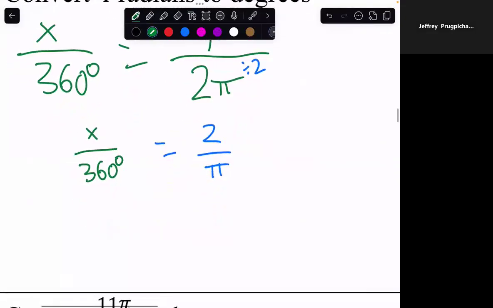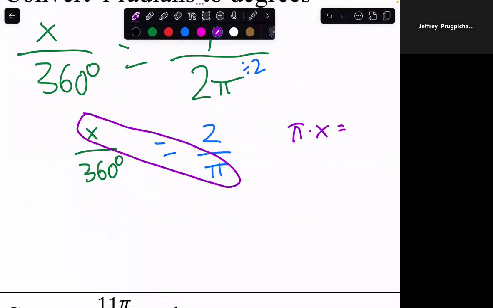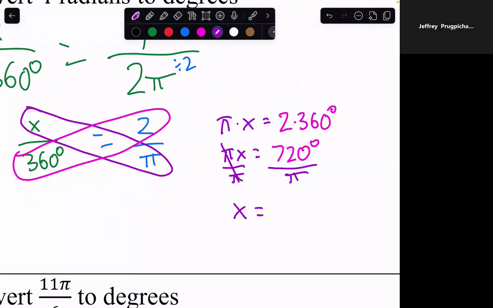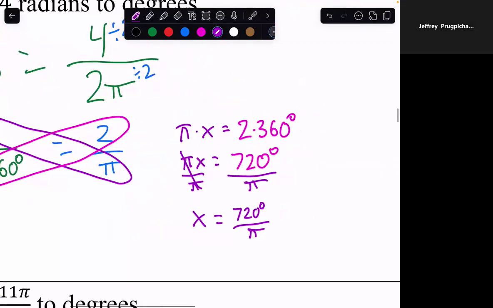Okay, let's go ahead and cross multiply. We have pi times x equals 2 times 360 degrees. So pi times x. Pi is a number, just like 2 or 5, so you can divide both sides by pi. So 720 degrees over pi.